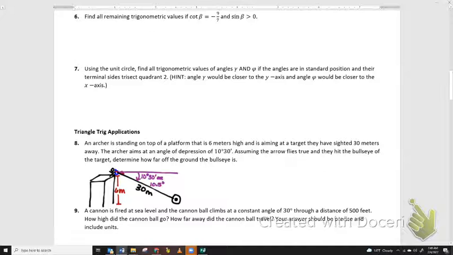We want to know, what is this distance right here? Will that be my final answer, though? No. The final answer that I'm looking for is this. How far is it off the ground? Bullseye to ground.